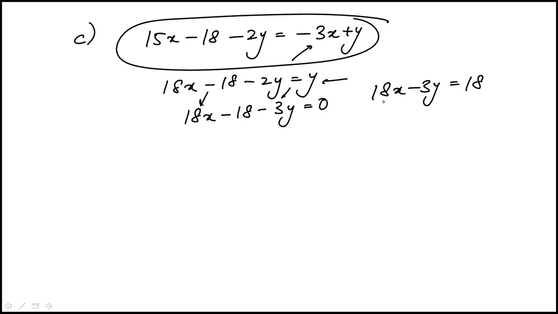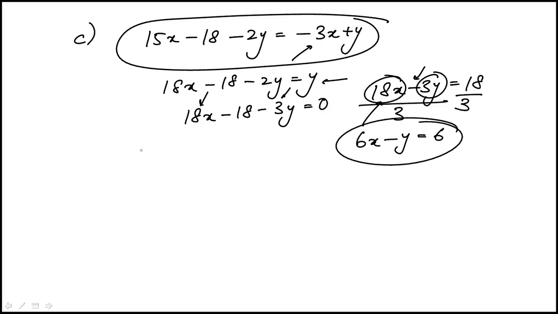And then I notice that each number is divisible by 3, so I can divide both sides by 3. And here when I divide an expression with a minus, I have to divide each term, meaning both 18x and 3y. That gives me 6x minus y equal to 6. So that's the first equation.